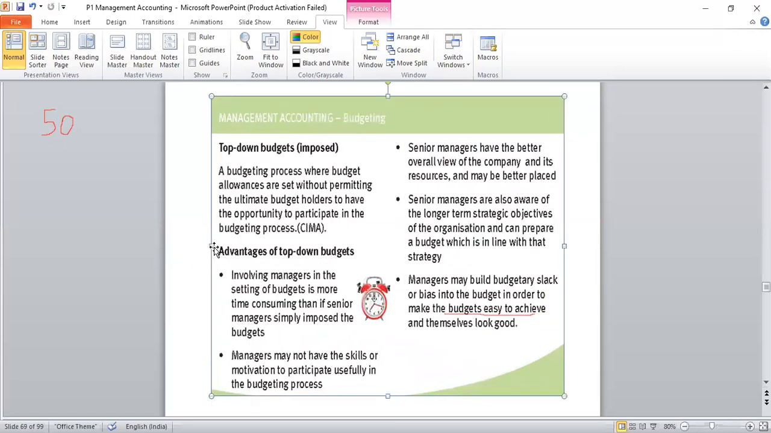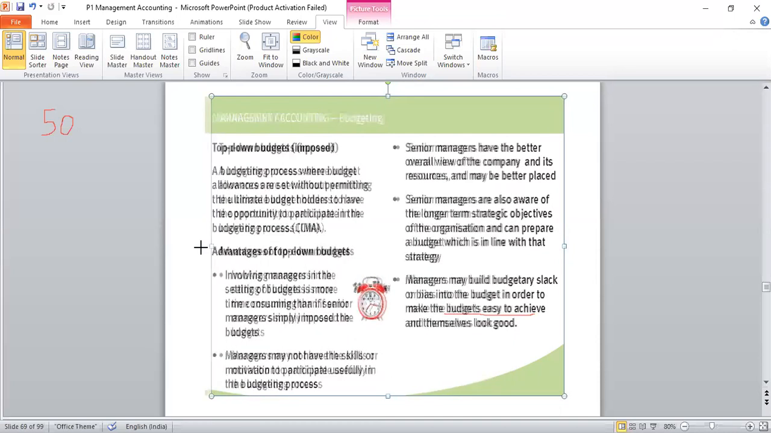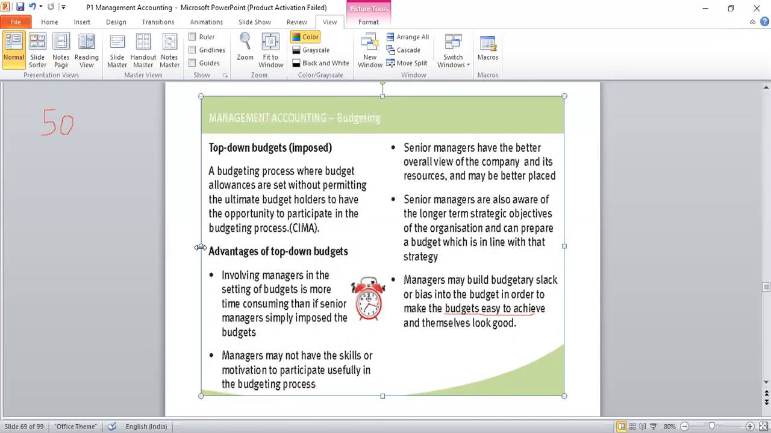At the beginning of the budget cycle, I explained to you the concept of how the budgets are prepared.